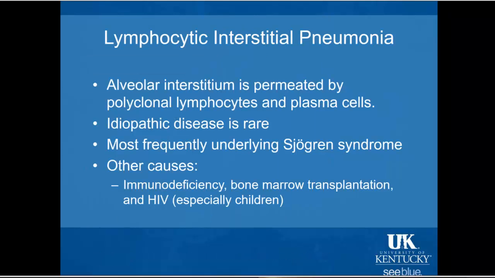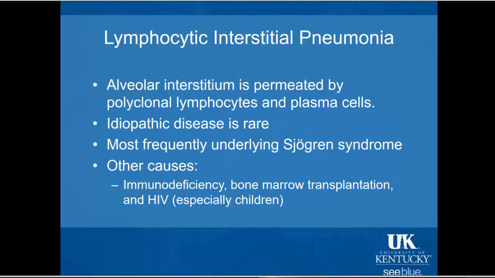So that brings us to another disease, lymphocytic interstitial pneumonia, where the alveolar interstitium is permeated by polyclonal lymphocytes and plasma cells. True idiopathic LIP is extremely rare, and it's now classified in the rare idiopathic interstitial pneumonias after they reclassified the idiopathic interstitial pneumonia classification by the ATS guidelines. So it's much more frequently associated with an underlying Sjogren's syndrome. There are some other causes, but those other causes are really quite rare as well.